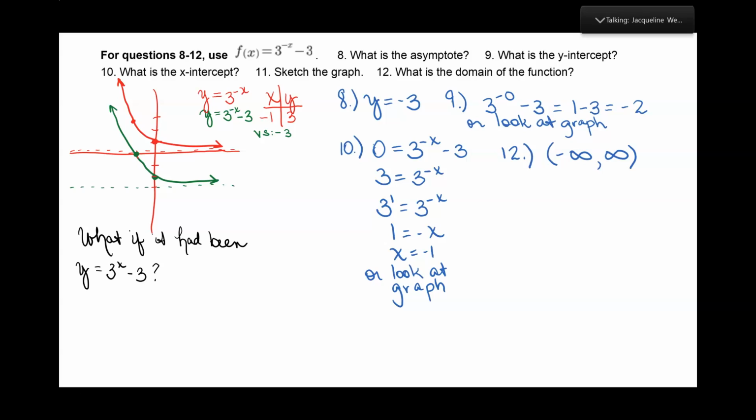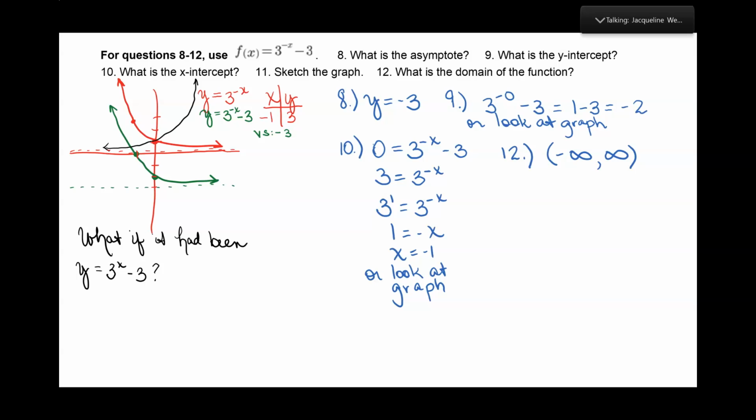One other thing I just wanted to mention to you, there were two different types of exponential functions, right? Like we had 3 to the negative x and we had 3 to the positive x, right? So we only graphed 3 to the negative x, but what if this had been 3 to the positive x minus 3? What would that have looked like? What's the difference between the two? Yeah, whether it opens up or whether it opens down.